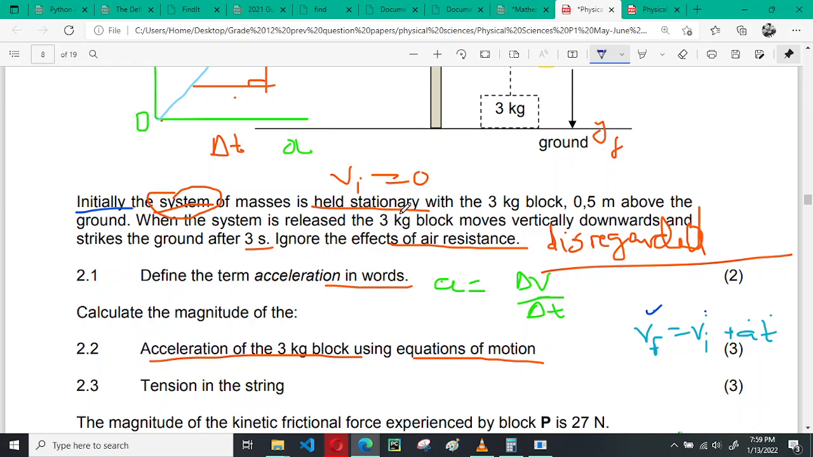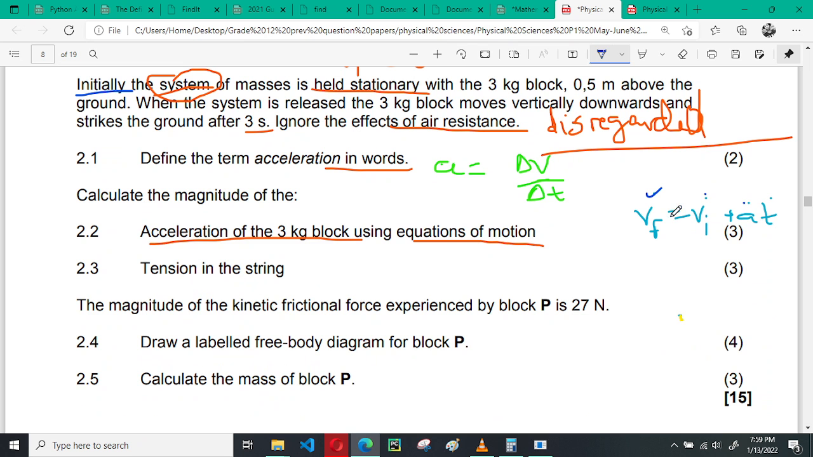Plus acceleration times time. So acceleration is the one we're looking for, and then time we have. Here the initial velocity is 0, but we don't have the final velocity. So if we substitute 0 here and we don't have this, we're not going to be able to calculate our acceleration because we'll have two unknown variables.